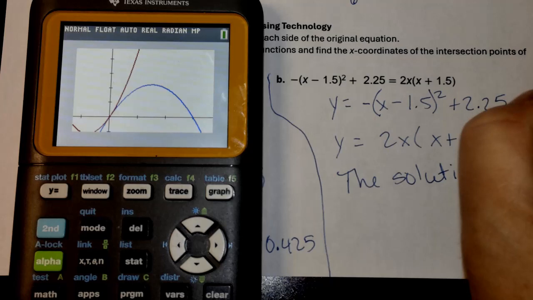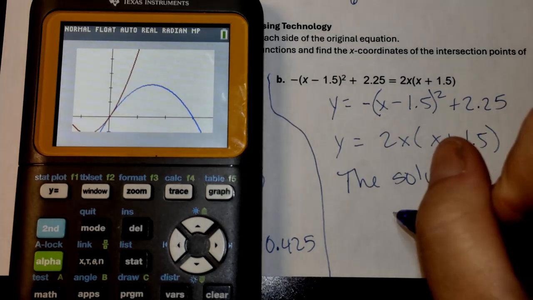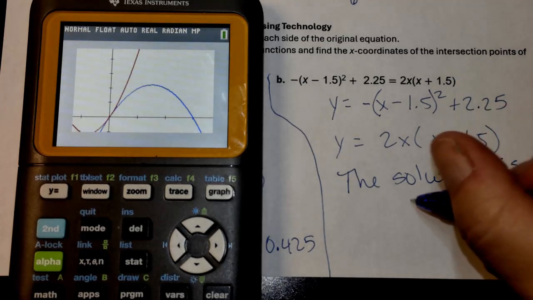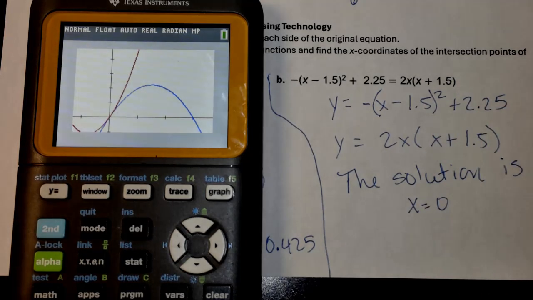But again, if you're in class, you're working on this, you need some help with the calculator, come see me. I will help you with the calculator. So our intersection point is 0, 0, so that means that X is equal to 0.